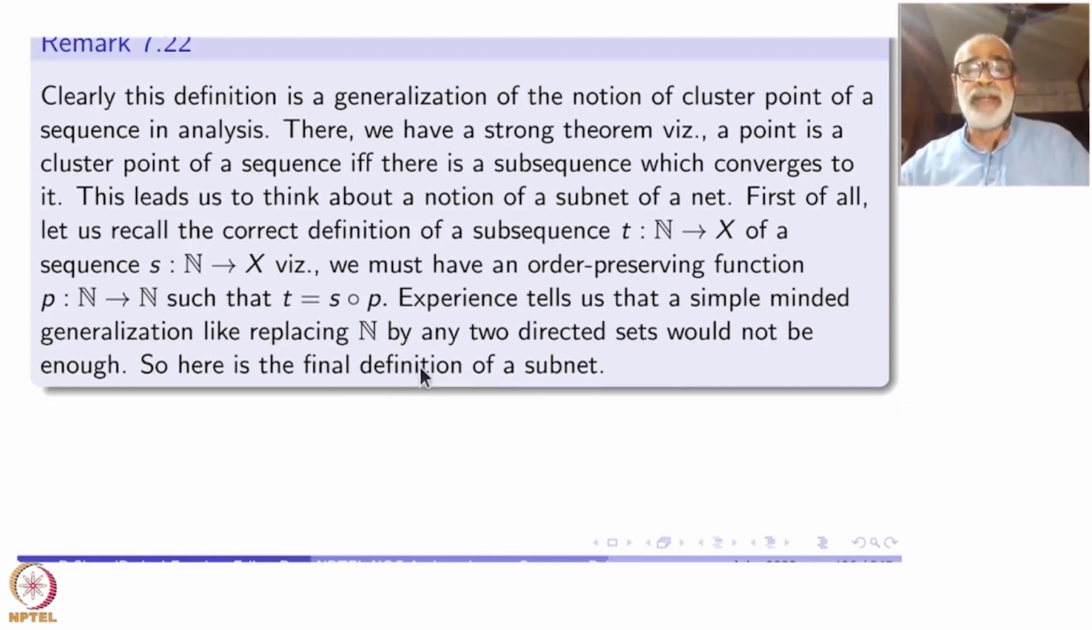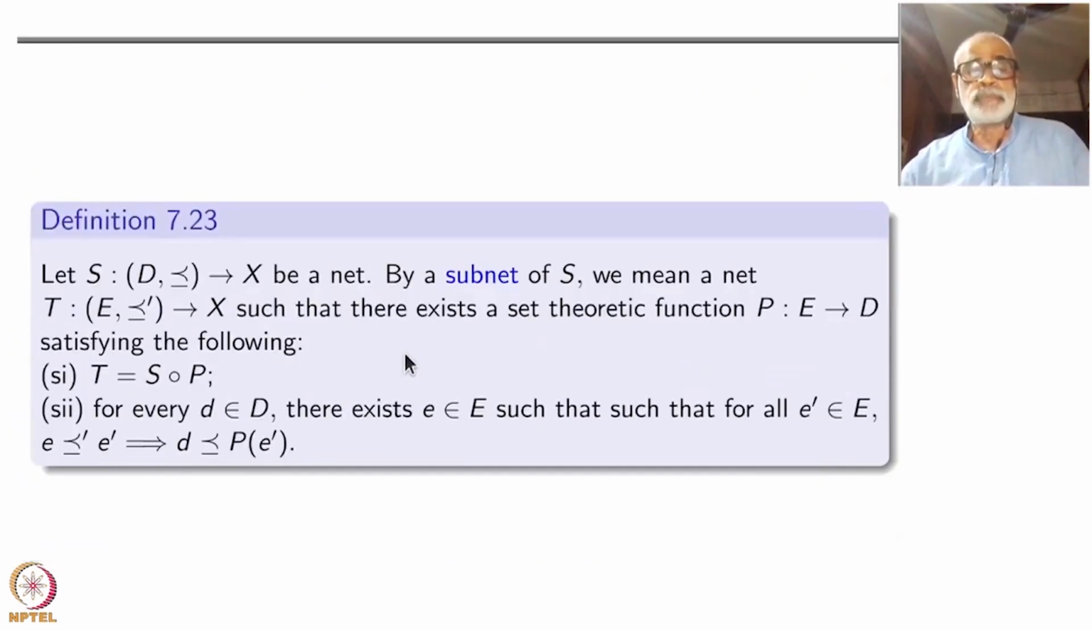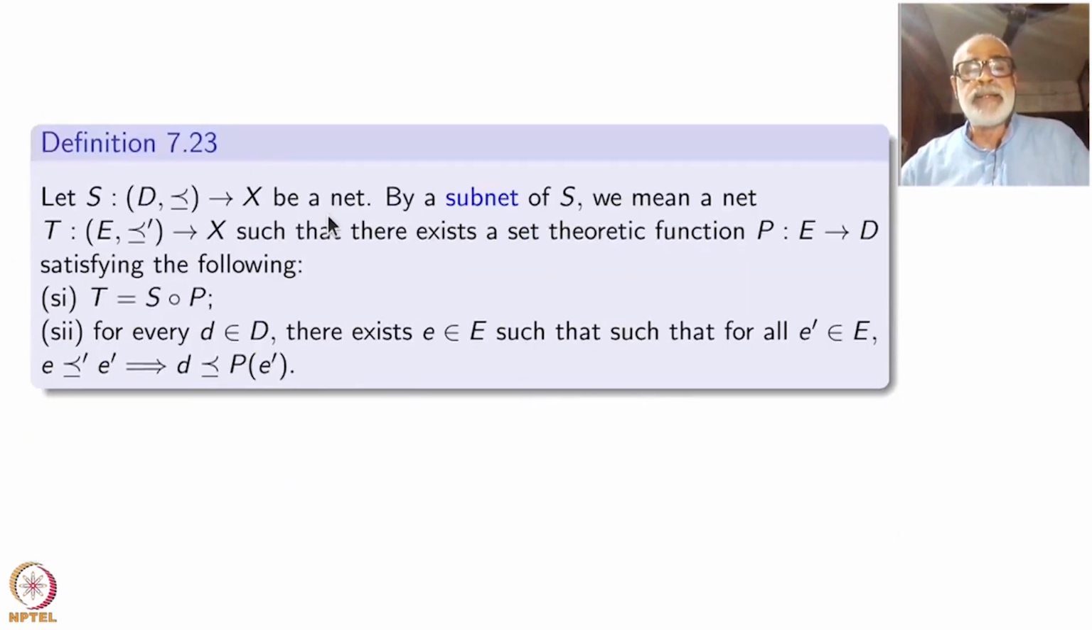So here is a final definition, as far as the existing theory is concerned. Start with a directed set D and a net S inside X. By a subnet of S, we mean another net T from another directed set E, such that there exists a set theoretic function P from E to D, just a function, such that T is nothing but S composite P. This is the first thing.